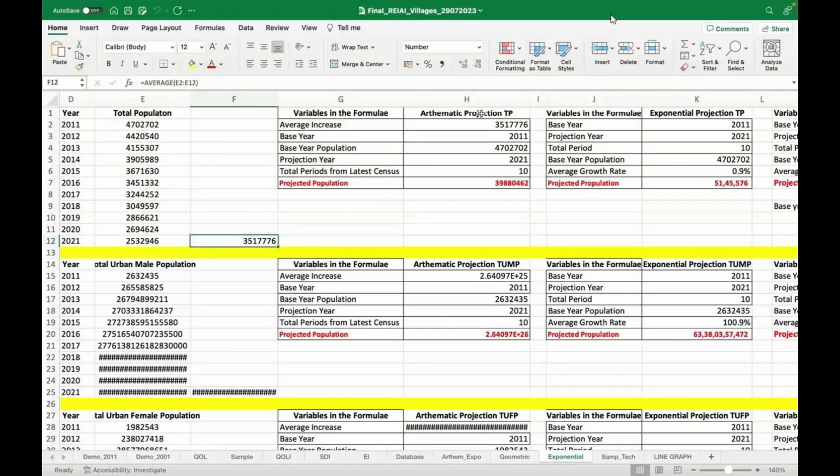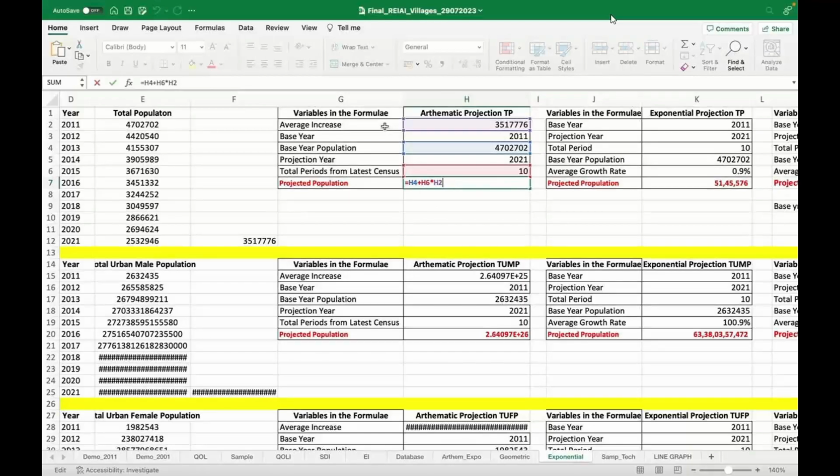Average increase we have taken here. Base year population is 2011 because we are going to project 2021. And base year population means in 2011, what is the population? You put it here. Projection, which year you are going to project the population? 2021. And what is the total period in between the two? It is 10 years. So you put 10 years. And this is the formula.